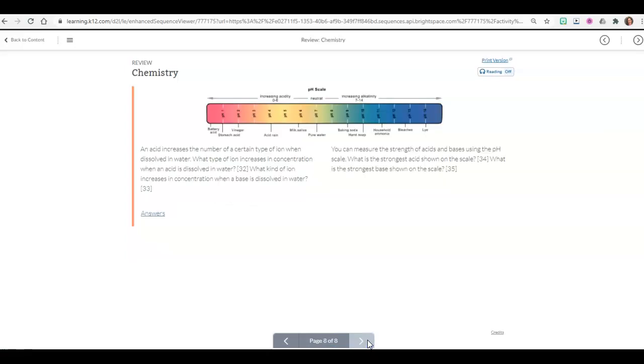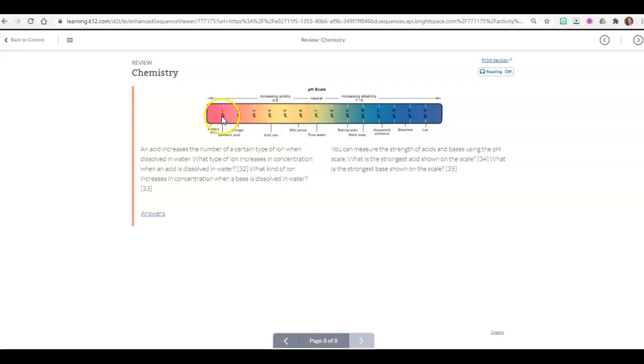Let's get to page 8. The last thing we're going to cover is the pH scale. You may want to draw this out in your notes. Things that are very acidic: battery acid, it's a pH of 1, stomach acid, vinegar. You've got acid rain. And then we're getting a little more neutral: milk, saliva. Pure water is very neutral. It's a pH of 7. That's something you want to remember.